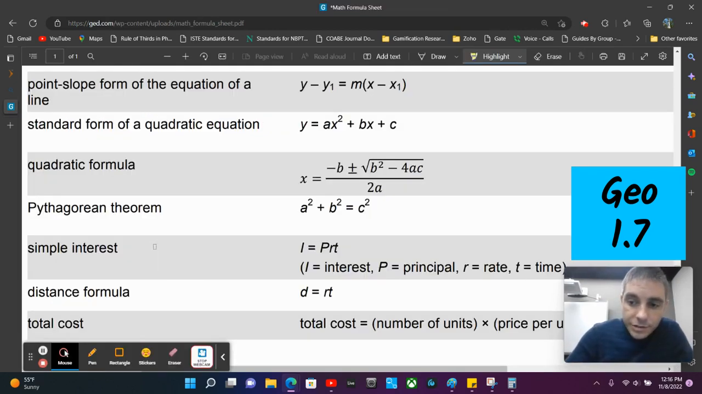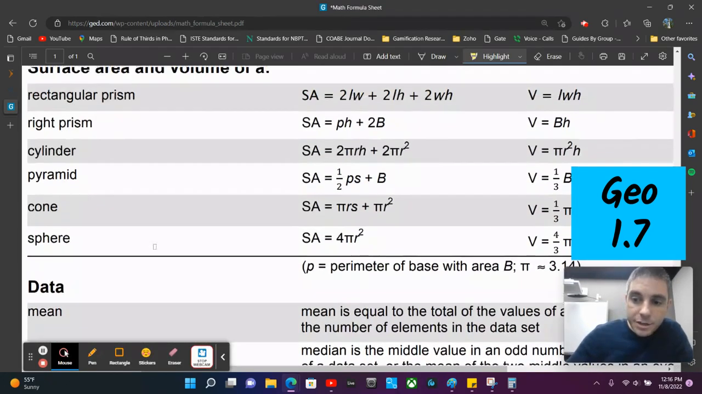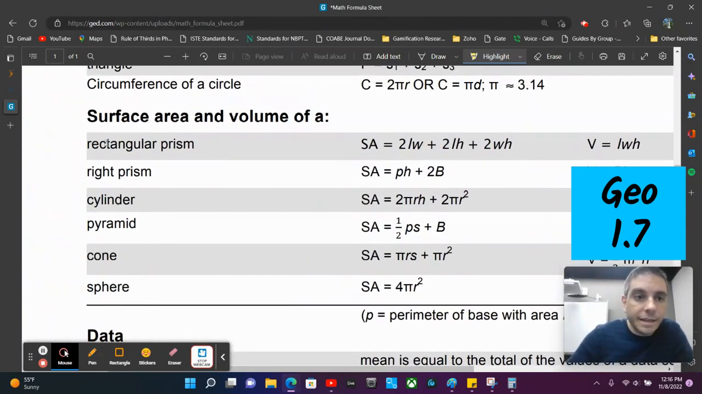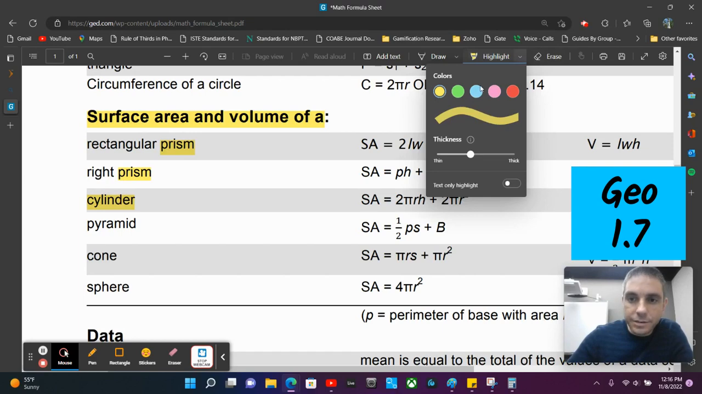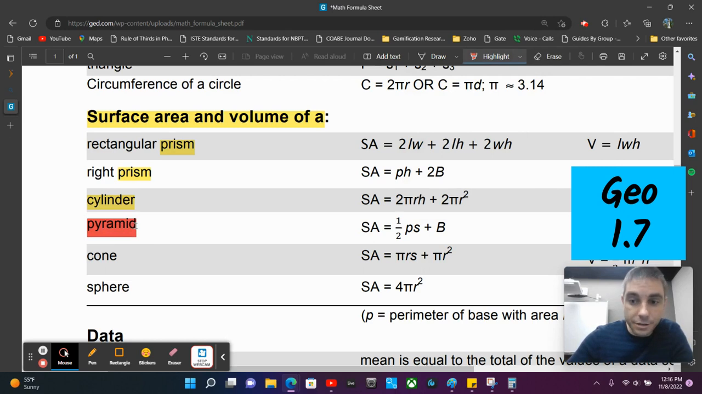When it comes to three-dimensional objects, the measurements we're going to be asked to do on the GED test will be in this area right here, surface area and volume. There are two basic types of three-dimensional objects. One of them is a prism. They're actually including the word prism in a few of these, but I'm going to highlight all the prism types. The other type of three-dimensional object is a pyramid, which they have listed as pyramid and also as cone.